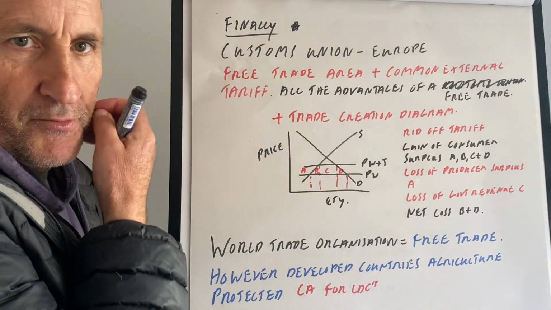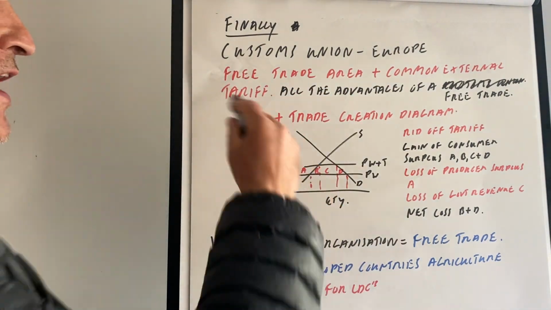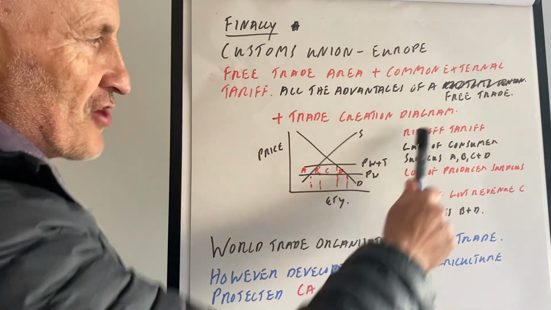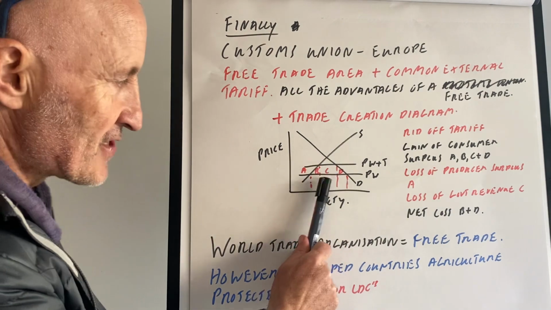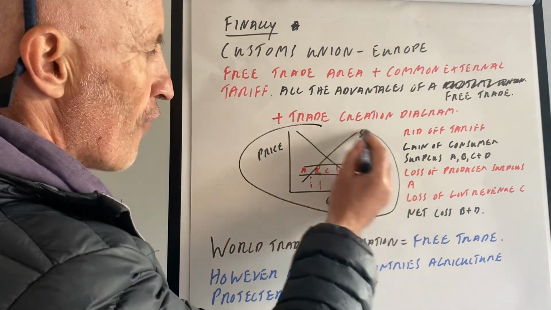Customs Union, Europe. Customs Union is a free trade area with a common external tariff on it. Free trade, common external tariff. Trade creation diagram on here, which is if we get rid of tariffs in Europe, then we also gain. So this is another advantage of free trade.